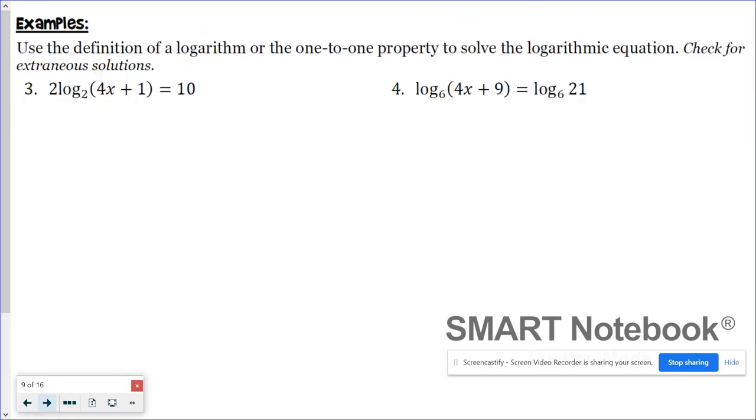Feel free right now to pause the video and try out problems 3 and 4, and then check back in with me. We can see how you did. I'm using either the definition of logarithm or the one-to-one property to solve. The definition of logarithm is where I have a log on one side and some number on the other, and the one-to-one property is where I have one log equal to another log. All of this is summarized on your flowcharts.